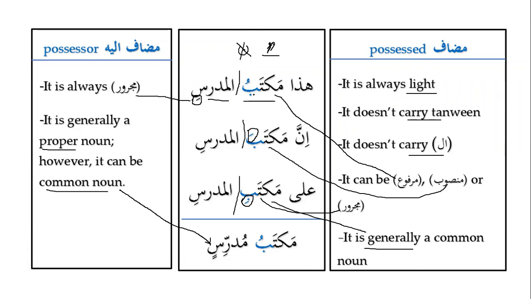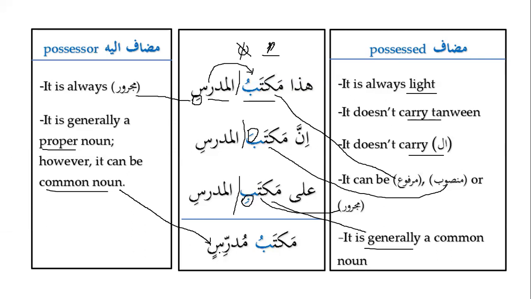So here now, it is a proper noun. It has become a proper noun. Why? Because of al-mudarris, because of the association with the proper noun. So whenever we associate it with the proper noun, then it becomes a proper noun. Right. So in itself, it's a common noun, but it doesn't have a tanween because it's mudaf. And when it's associated with mudaf ilayh, proper mudaf, it's a proper noun.